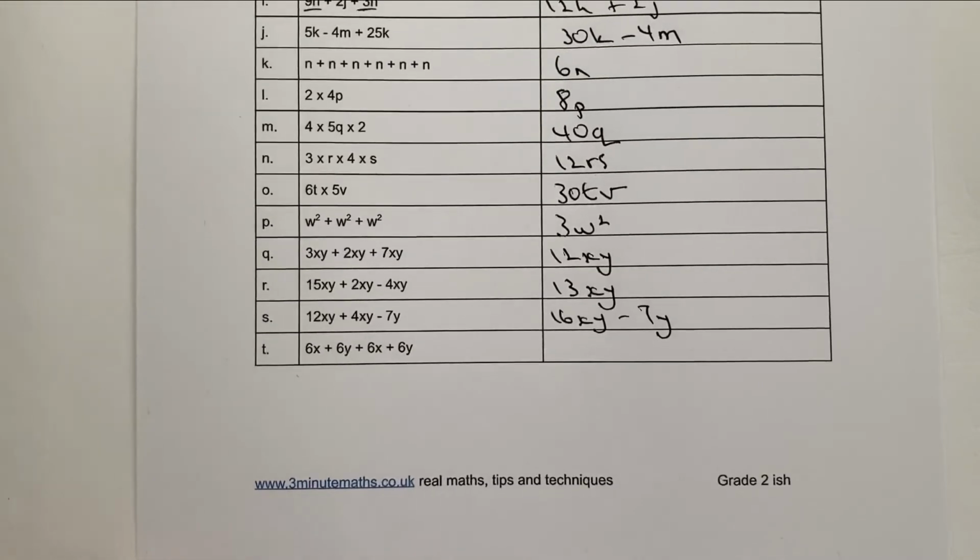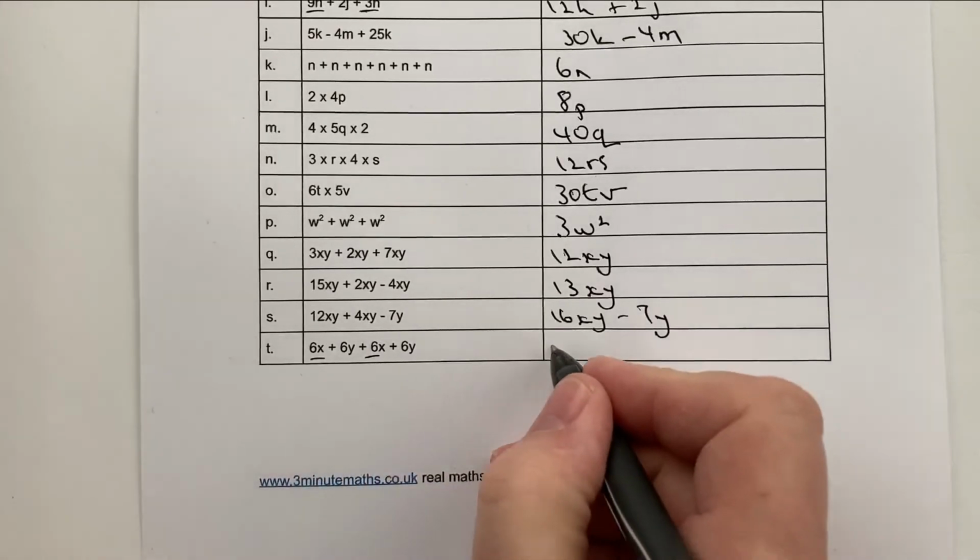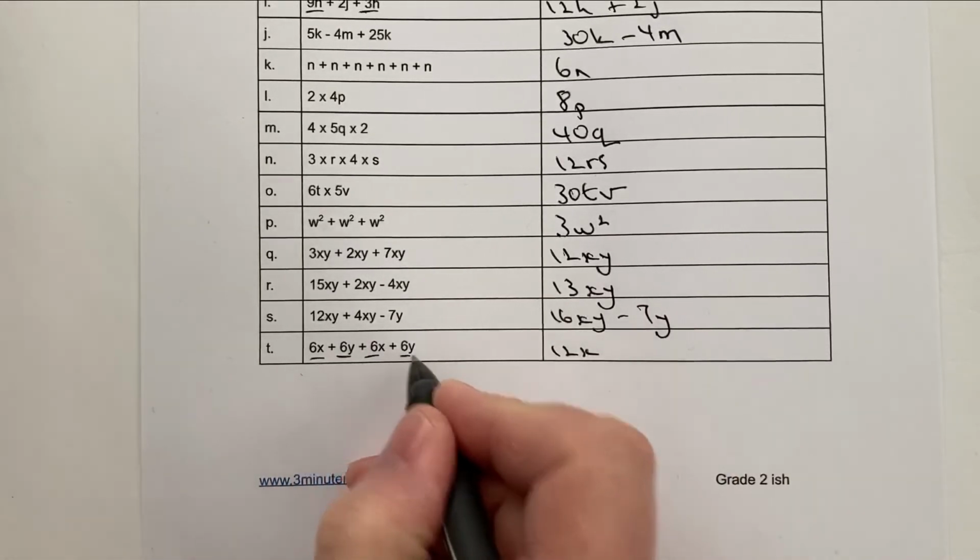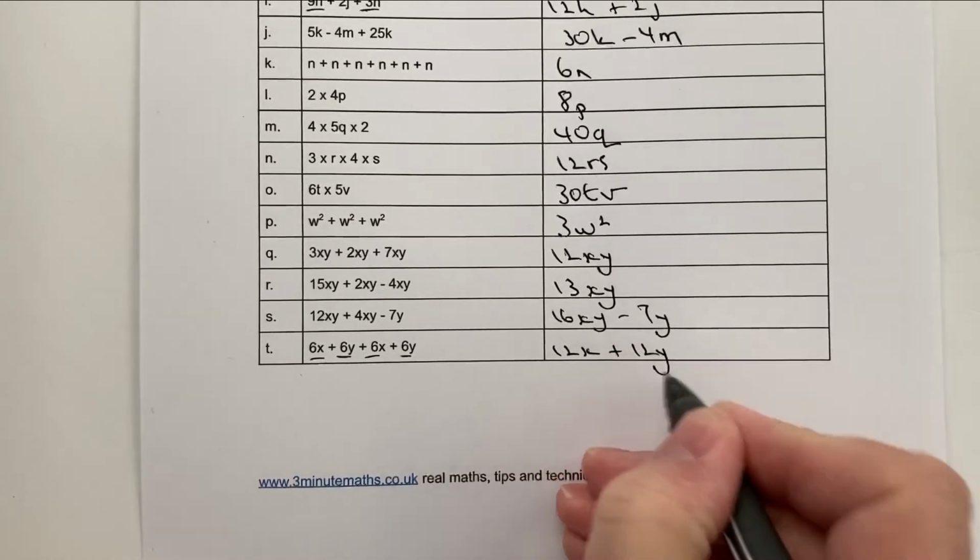Then finally, I've got 6x and 6x there, so I've got 12x, and then I've got 6y and 6y there, plus 12y.